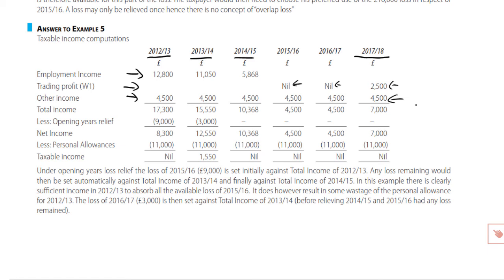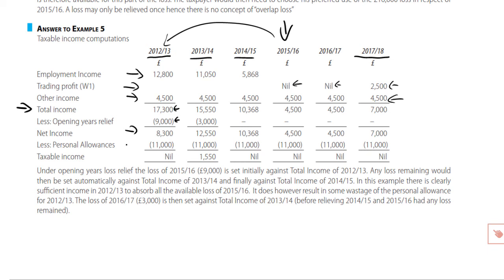We've been told to apply opening year's relief, so that relief goes against total income. So we need to know what total income figures we have, and now we can add down and derive those figures. Our first loss was £9,000 in relation to the 15-16 tax year. Where does it go? Back 3 years, all the way back to 12-13. Do we have enough income there, 17,300, to absorb that 9,000? Of course we do, bringing that net income down to £8,300.